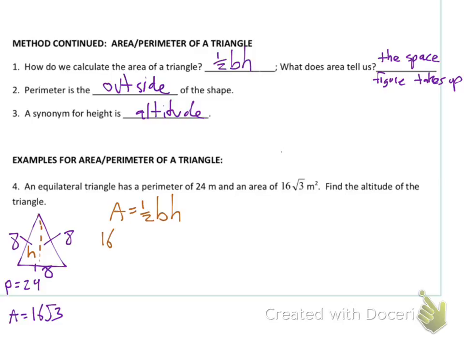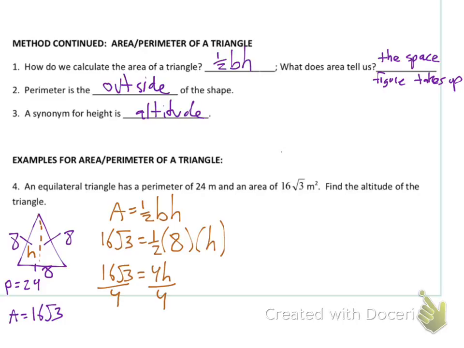Do we know the A, or the area? Yes, we know it to be 16 square root 3, correct? We know what 1/2 is. 1/2 is 1/2. Do we know the base? The base we said was 8, and we do not know what h is, so I'll leave h alone. And now I just have to solve for h. To solve for h, I'm going to multiply 1/2 times 8, and 1/2 times 8 is 4. So I get 4h, and the last step is divide by 4.